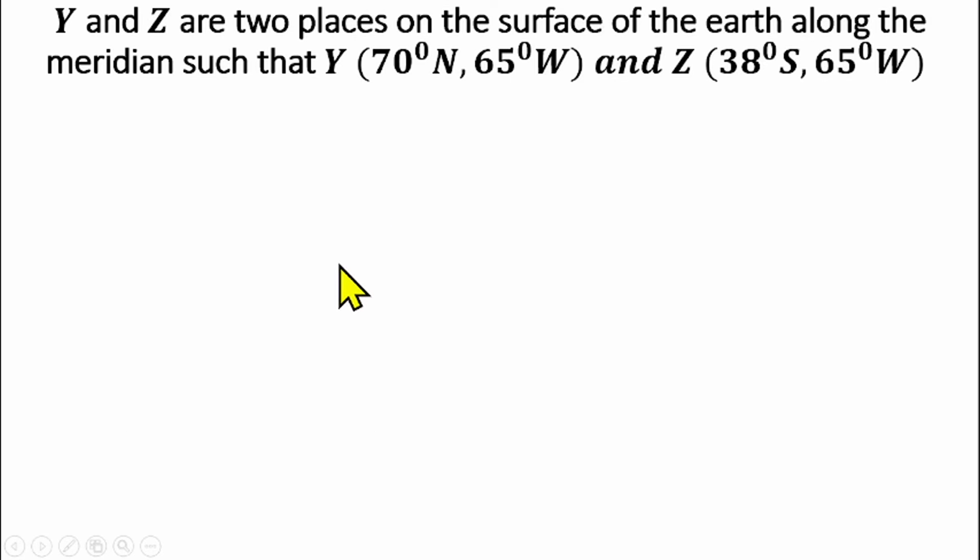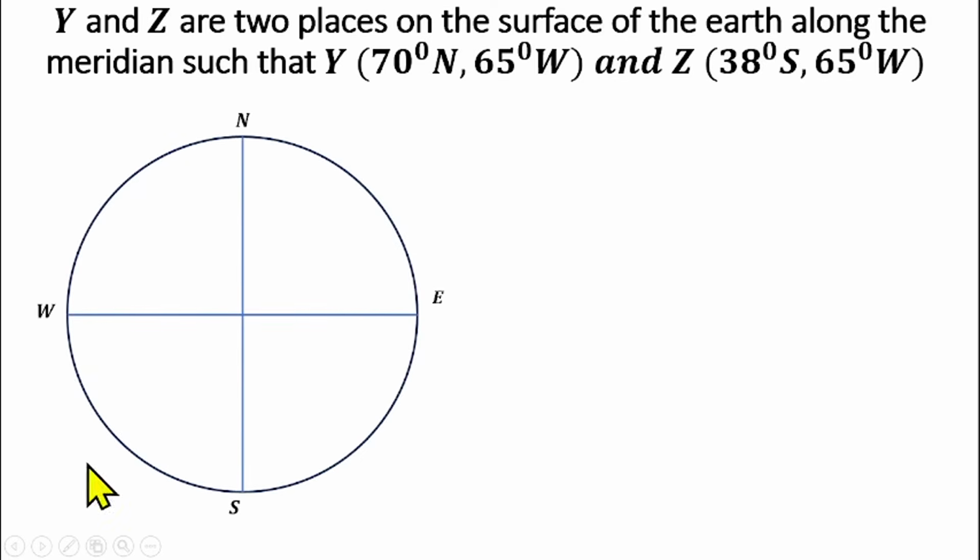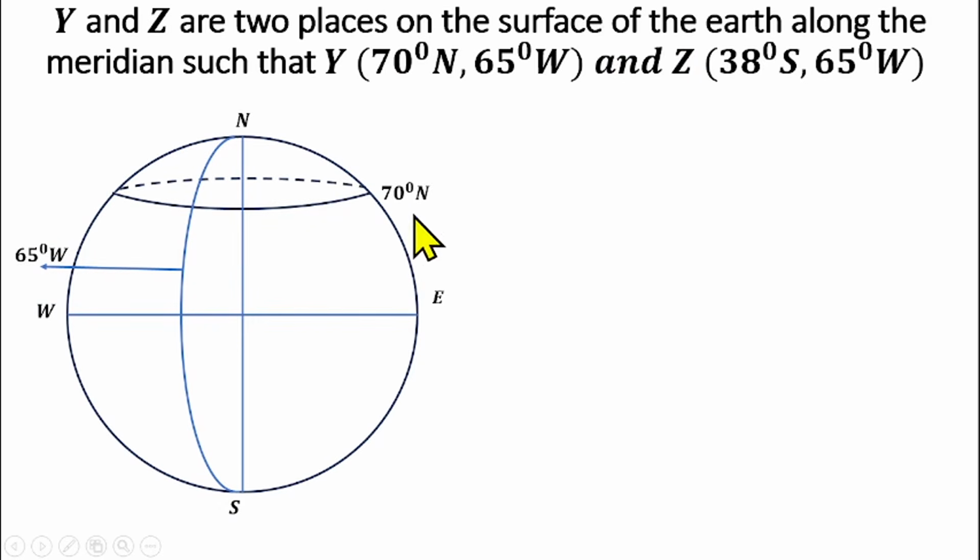Let's draw the diagram so as to find the angular difference, then find the distance. Now if this happens to be the Earth's surface and these are the cardinal points, the points Y and Z are on the same longitude, which is 65 degrees west. So I will locate that longitude first. That means I should have a line of longitude like this here, labeled 65 degrees west. Then point Y is at 70 degrees north latitude, so I will draw a line of latitude like that. Then this point here will be our point Y.